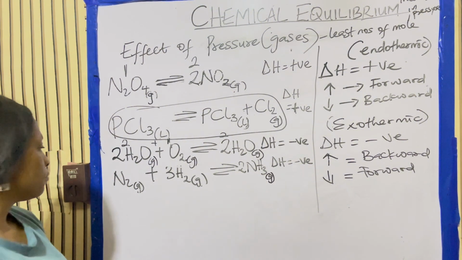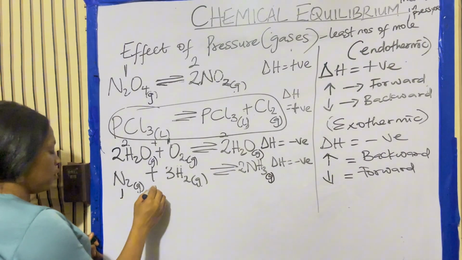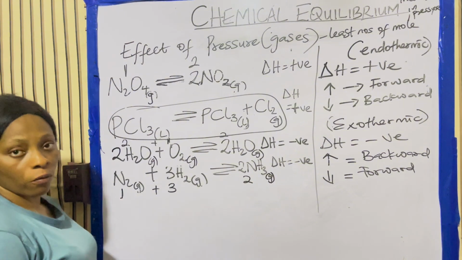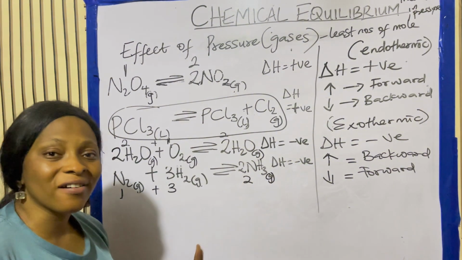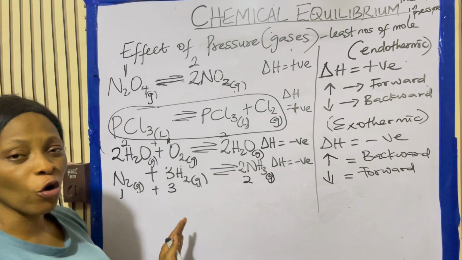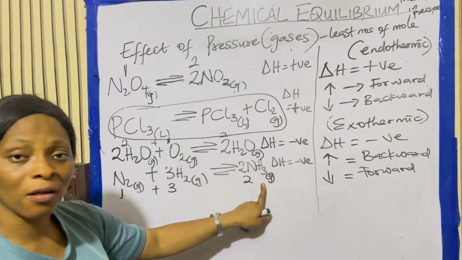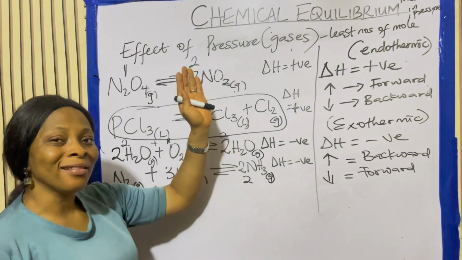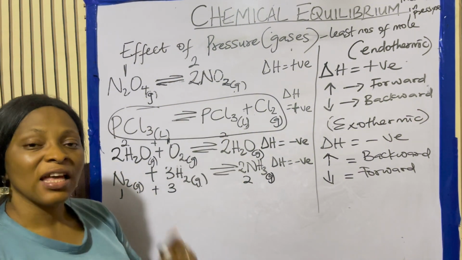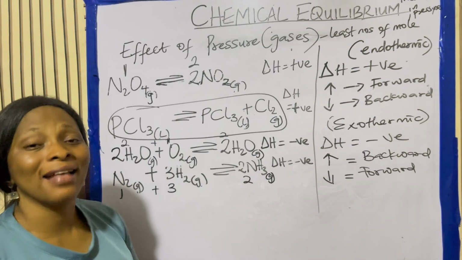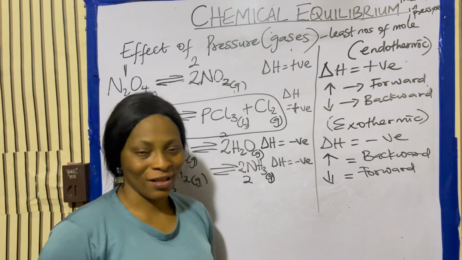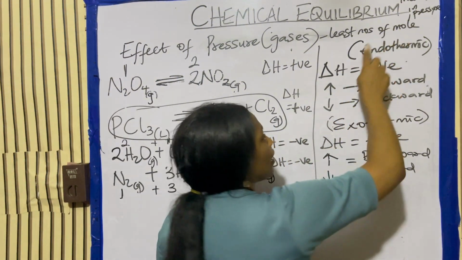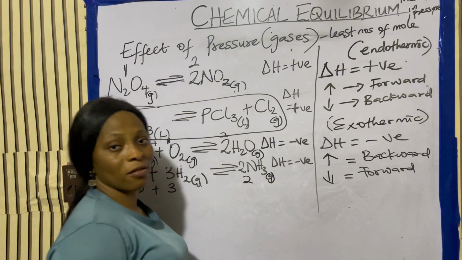Okay, look at this. This is 1, this is 3, and this is 2. So 1 plus 3 is 4, and this is 2. So if you increase the pressure of this system, it is going to favor this side. That's the what? The product side. Are we following? So increasing the pressure of a gas must always favor the side that has the least number of moles. Please take note of this. Memorize it. Increasing the pressure of a gas favors the side that has the least number of moles.